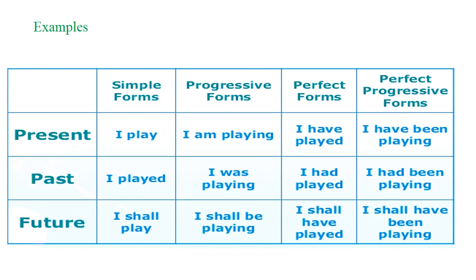For past tense, simple case, I played a football. I was playing a football. Third forms, I had played a football. Finally, I had been playing a football. Just for the progressive forms, we need to change was to were if I use we, they, and you. Change was to were.